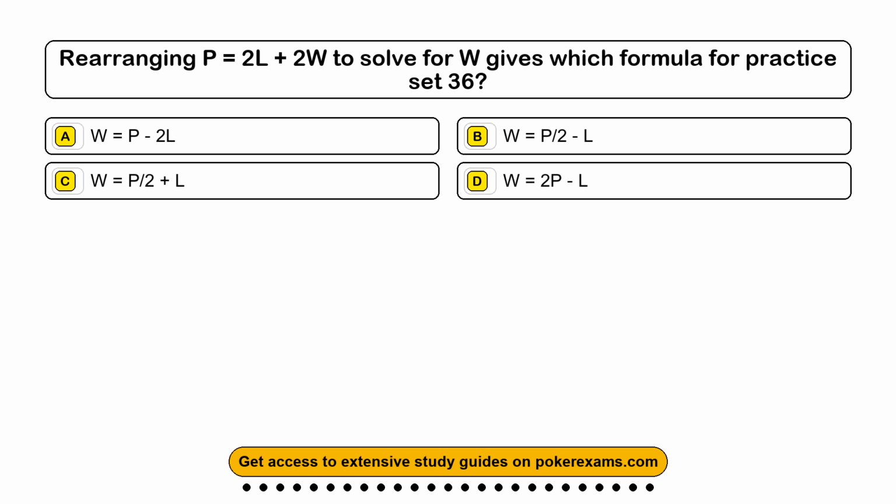Question 11. Rearranging P equals 2L plus 2W to solve for W gives which formula for practice set 36? Option A, W equals P minus 2L. Option B, W equals P slash 2 minus L. Option C, W equals P slash 2 plus L. Option D, W equals 2P minus L.